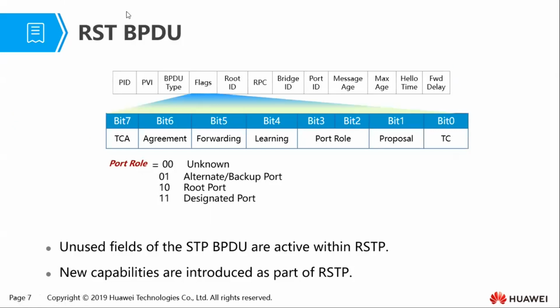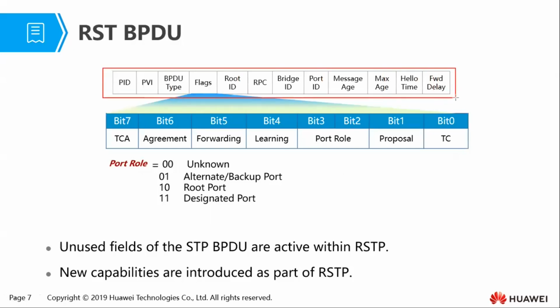So yesterday we looked at these particular fields for an STP BPDU. Now here we are looking at what we call an RSTP BPDU. The BPDU in RSTP is normally referred to as a Rapid Spanning Tree Bridge Protocol Data Unit, or RSTP BPDU. So that is it.